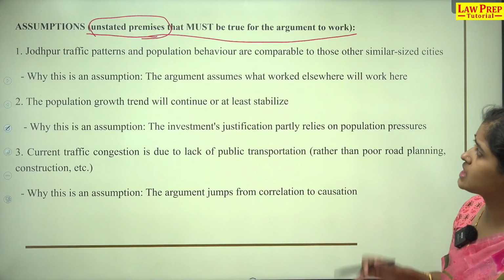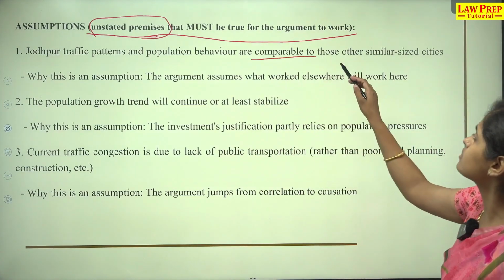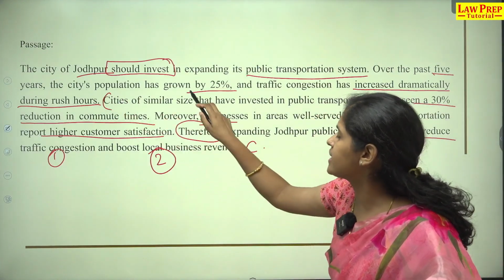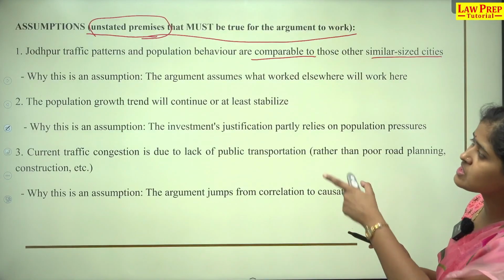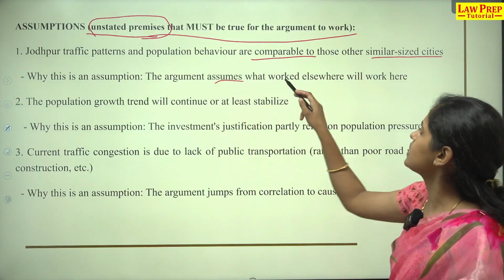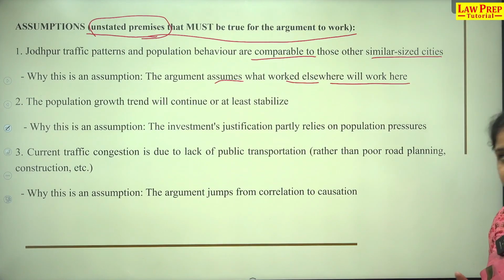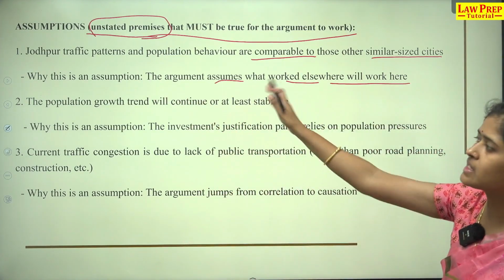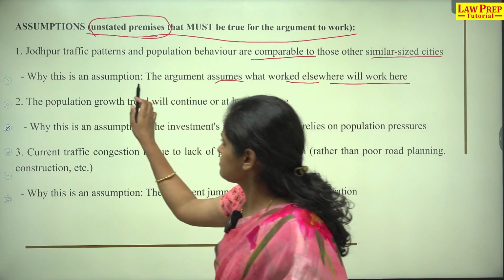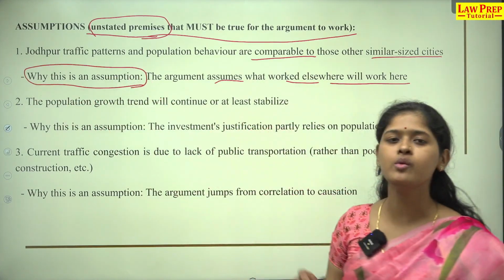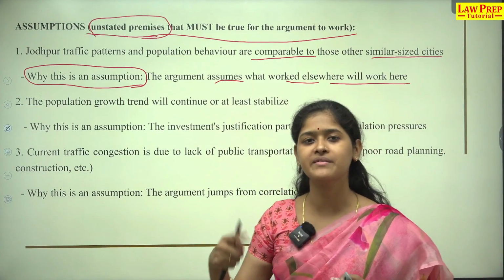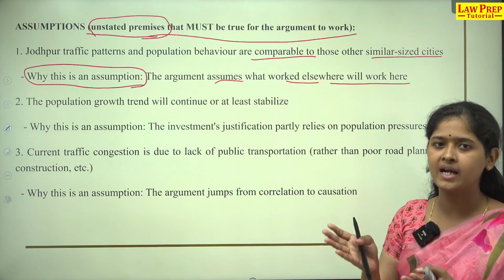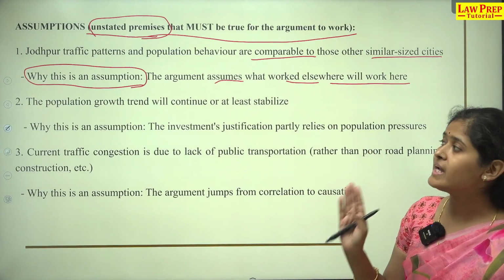Jodhpur traffic patterns and population behavior are comparable to those of other similar size cities. See, I'll go back to it. Cities of similar size. If someone has written this, the assumption is valid. The argument assumes that what worked elsewhere will work here as well, right? This is why this is an assumption. They have discussed Jodhpur and other similar cities. That means it will work in that favor. See, this is for you to understand, right? To keep on revising things, go back to this question, to this assumption, and be clear why this is an assumption. Why is this an assumption?